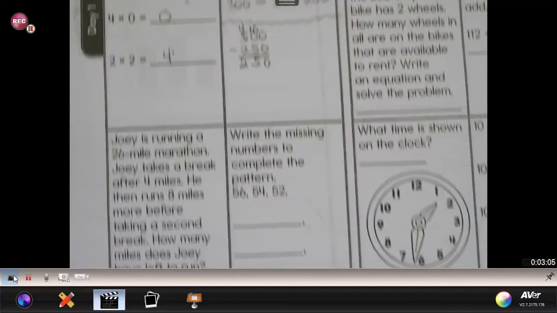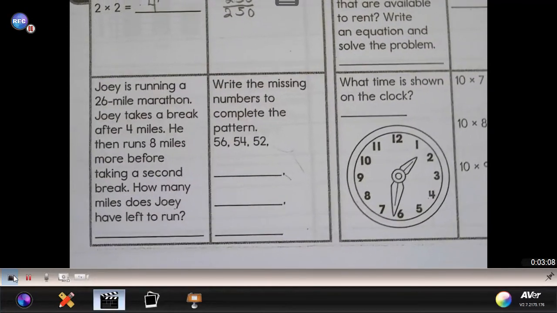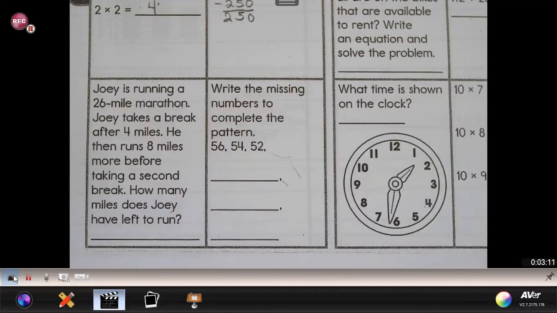Now we're going to take a look at our word problem. And our word problem states, Joey is running a 26-mile marathon. That means we know how far the marathon or the entire run is. It's 26 miles. He's going to take a break after 4 miles. So that means he stops. He's gone 4 miles. He stops. So far he's traveled 4 miles. He then runs 8 more miles. So from that point, 4 miles and then 8 more miles before taking his second break. How many miles does Joey have left to run?